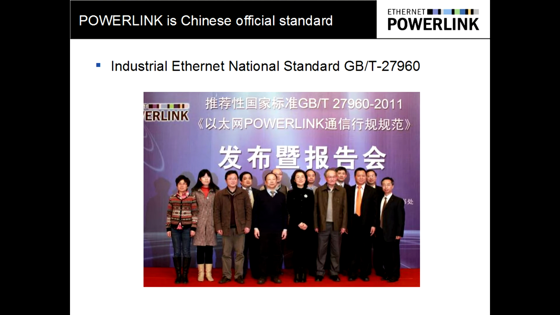Because of its open nature, POWERLINK was recommended as the standard for real-time Ethernet in China. That is known as the GBT standard. That standard was accomplished in 2011. And because of that, now the Chinese government officially endorses POWERLINK to be used in automation.